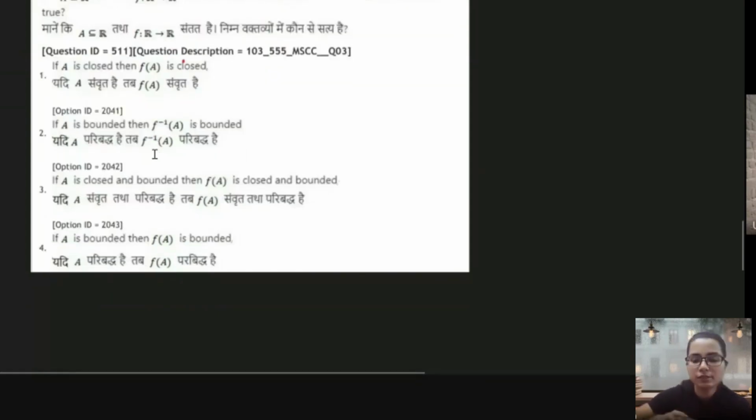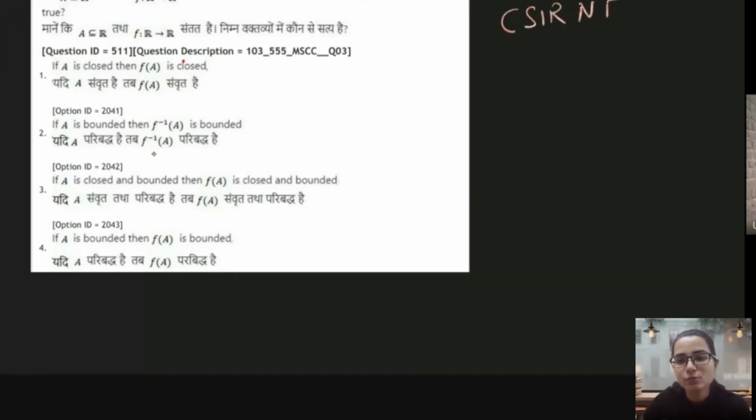This is a question from CSIR NET. Don't be scared if you're a BSc student. This is a very easy question. CSIR NET's question. Try to solve this question.